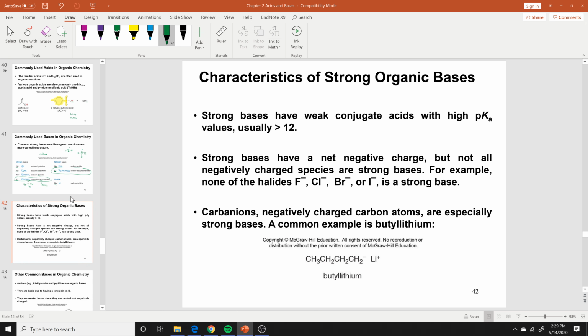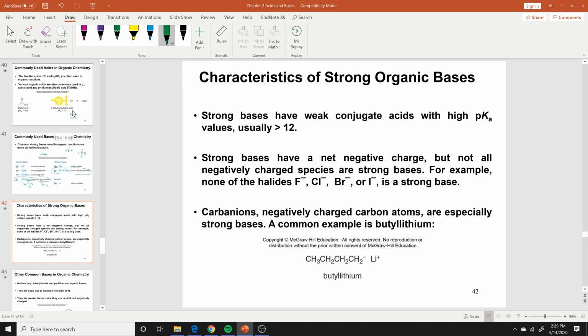Now, since I'm not showing pKb tables, I'm only showing pKa tables, you have to change the bases into acids, arrange the acids in terms of their acidity, and then reverse that for the base. Normally, stronger bases do have weak conjugate acids. So the moment you know that your conjugate acid is weak, you know that your base is strong.